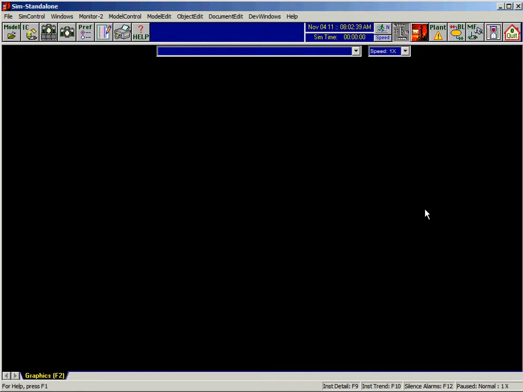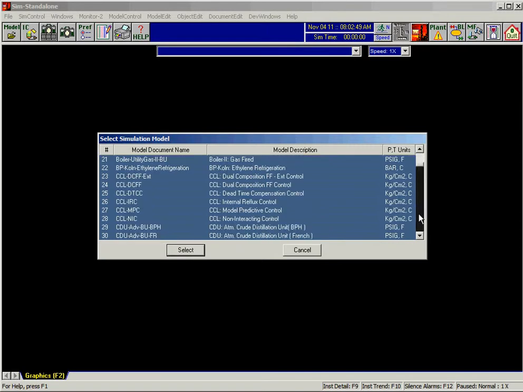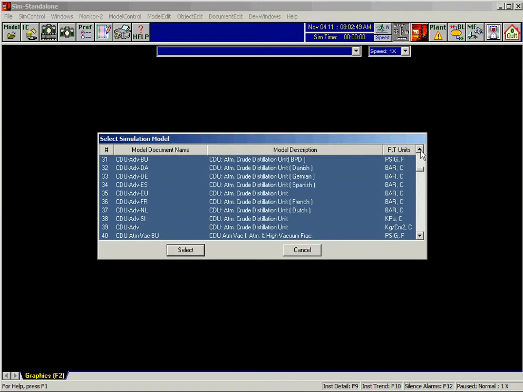Hi, I'm going to give you a demonstration about EnVision's crude distillation unit simulation. The application you're looking at is a PC-based simulation, and we have a number of crude units. For example, CDU Advanced, this is just an atmospheric crude distillation unit.